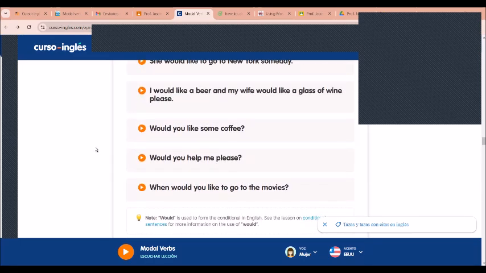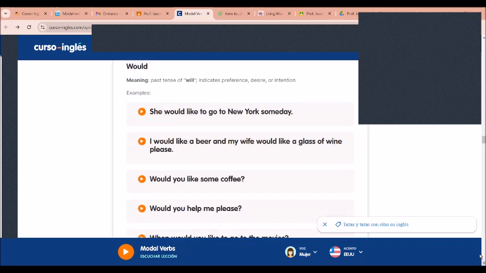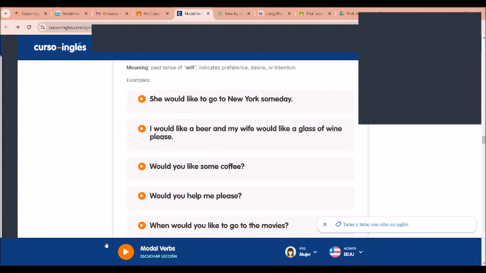Last one, but by no means least, would. Mariana? Yes. Meaning: past tense of will, indicates preference, desire, or intention. Examples: She would like to go to New York someday. I would like a beer and my wife would like a glass of wine, please.